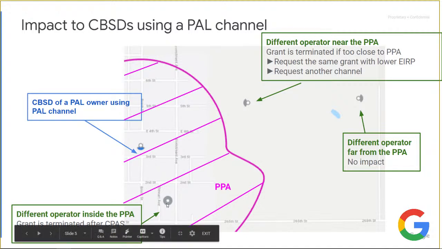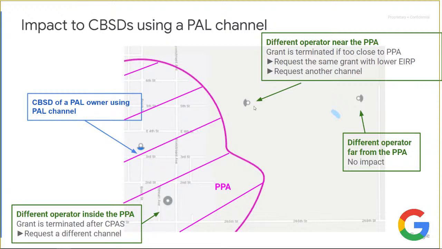Now let's look at the GAA operators. Now this first operator here, and I'll try not to move my mouse so the little thingy goes away there, okay. This first guy, the CBSD is located within the PPA boundary. So its grant on this channel is going to be terminated after CPAS. That CBSD is going to have to request a grant on a different channel in order to continue operation.